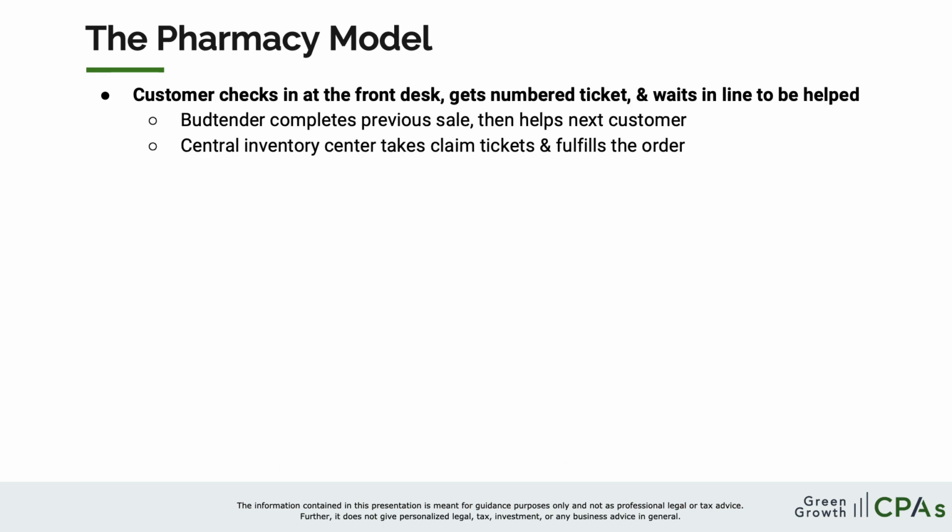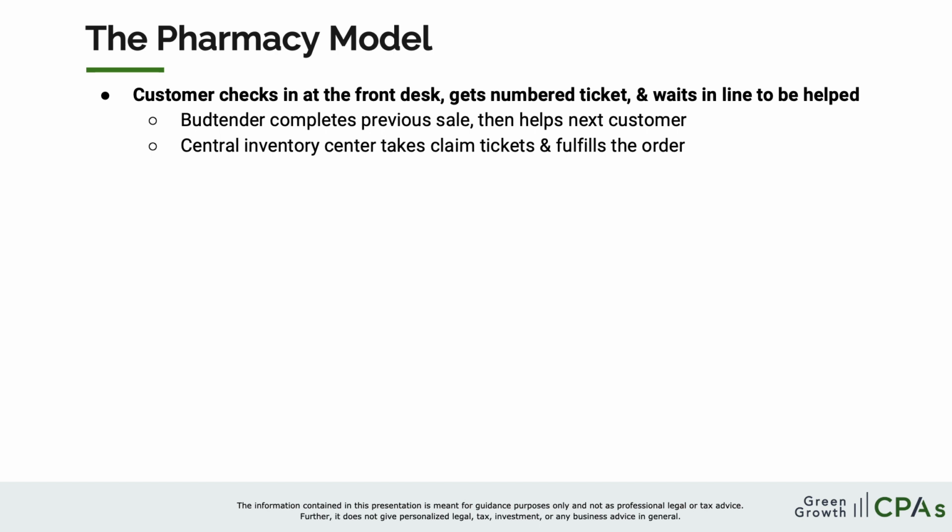So in this layout, the customer checks in at that same front desk, and maybe they take a numbered ticket. I'll get to this important nuance later on, tracking customers. And they wait in line to be helped, okay? Now the bud tender finishes with that previous sale and gives a claim ticket to the first client. Then they help the next customer waiting in line. Now a central inventory will take those claim tickets and actually fulfill the order and give that product to the customer. The bud tender only checks the customer out.